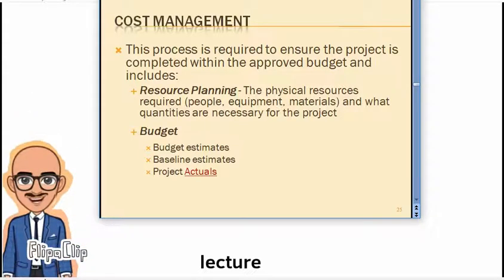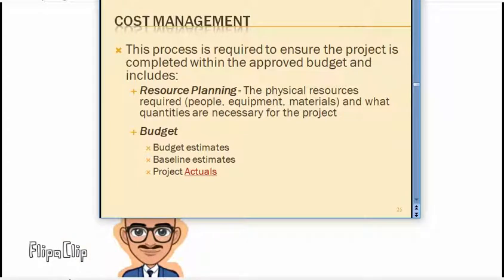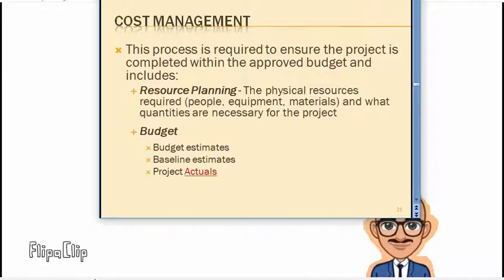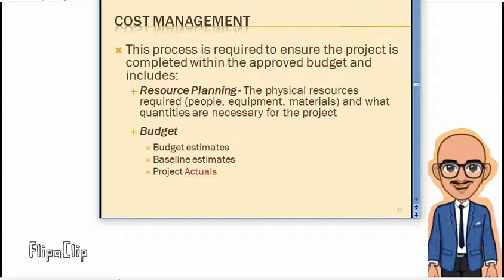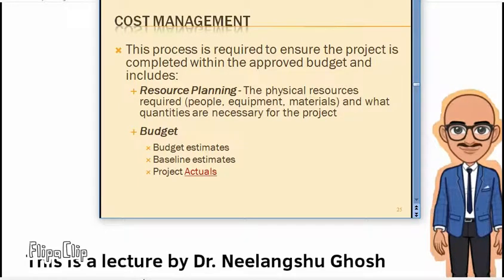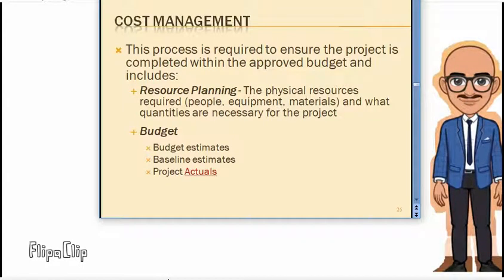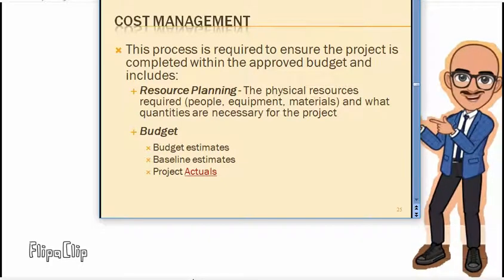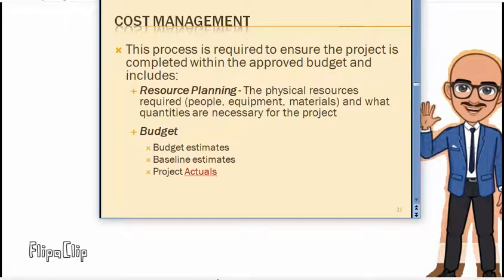And for that it requires resource planning, that is, the physical resources: people, equipment, material, and what quantities are necessary for the project. So for a particular kind of project, what different types of resources are required, and in what quantity. Those things have to be kept in mind, and every phase, every step has to be monitored, to see whether the implementation is done properly and whether the cost is as it was planned.